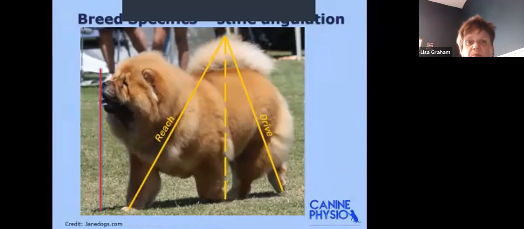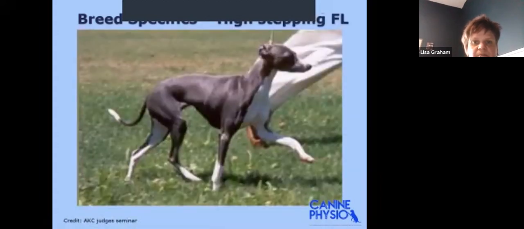And this is something that we would only consider in a trot. In a walk, we're going to be looking more at step, stride, kind of distances between the two as opposed to necessarily reach and drive. Aside from the reach and drive, we also need to look at different types of forelimb movement.